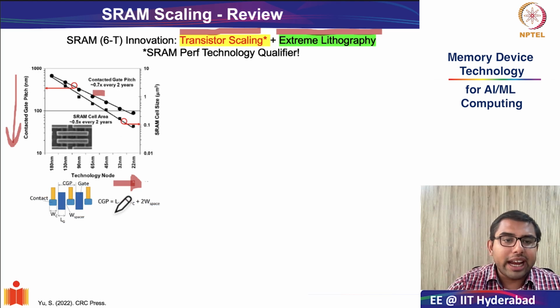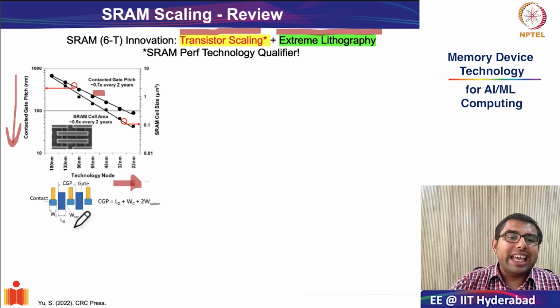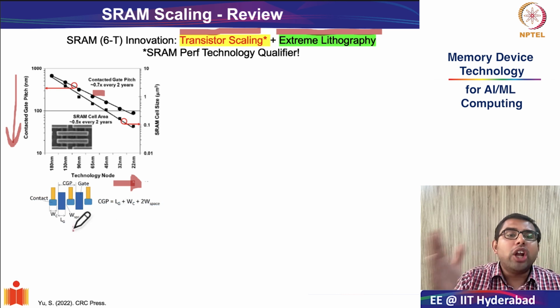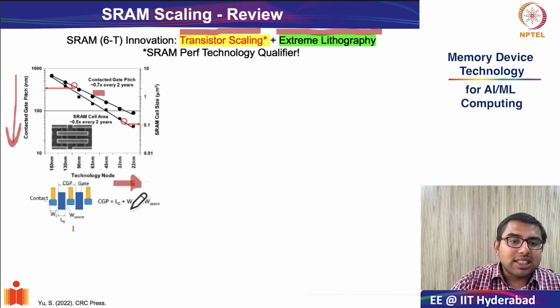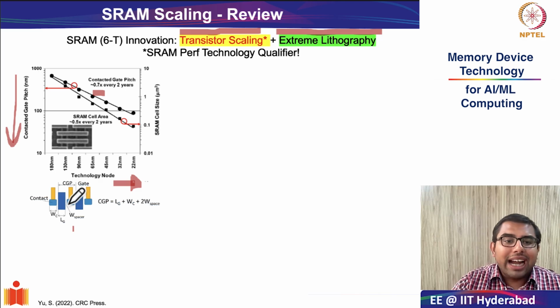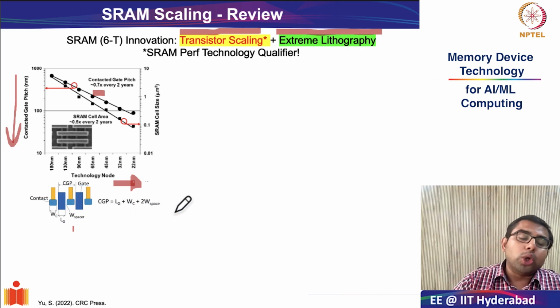What is this contacted gate pitch? Contacted gate pitch is the gap between 2 adjacent transistors. It consists of the gate length of the transistor, the contact width, and 2 times the spacer. The spacer is the gap between the gate finger and the contact. Okay, so when you add this LG plus WC plus 2 W spacer, you get the contacted gate pitch.